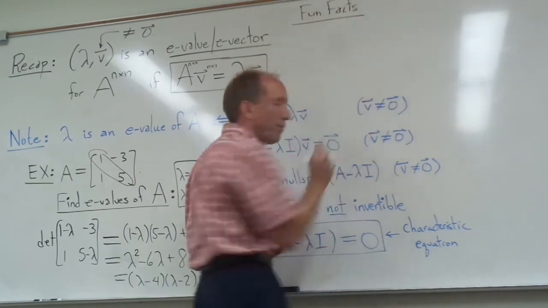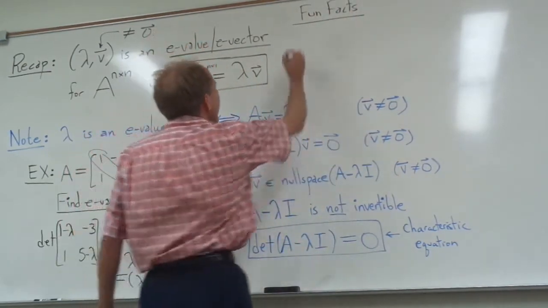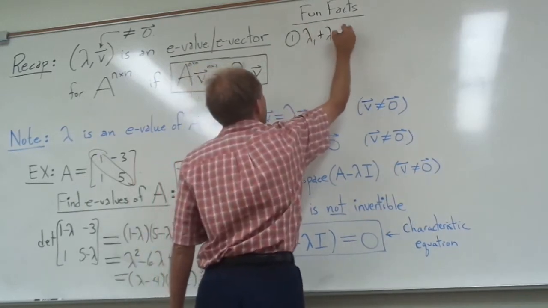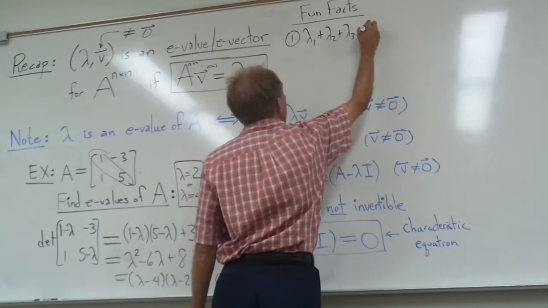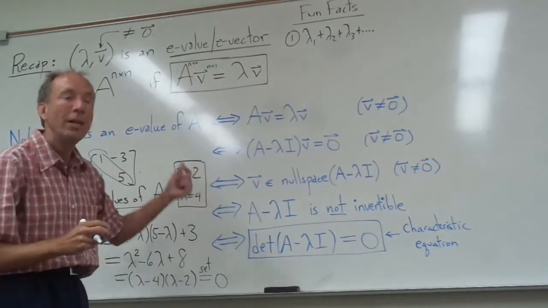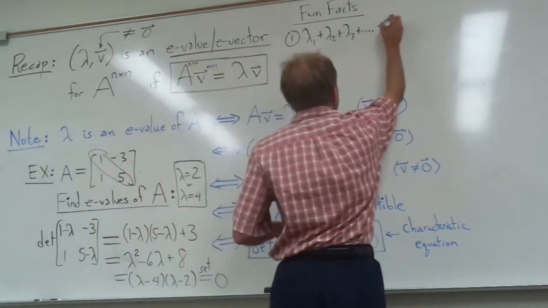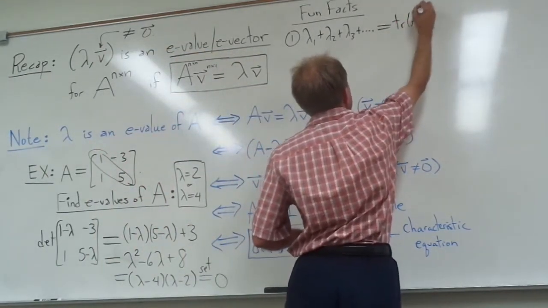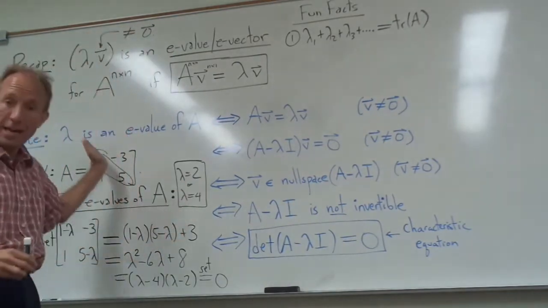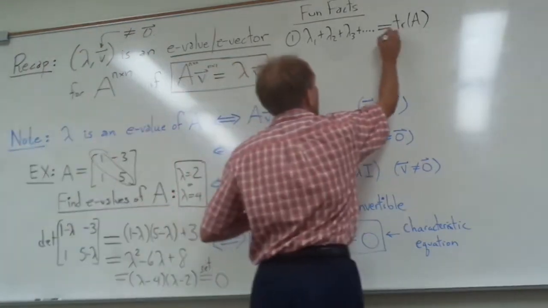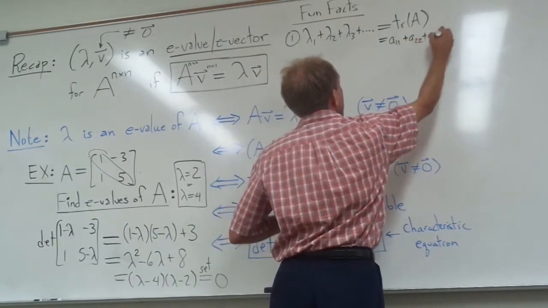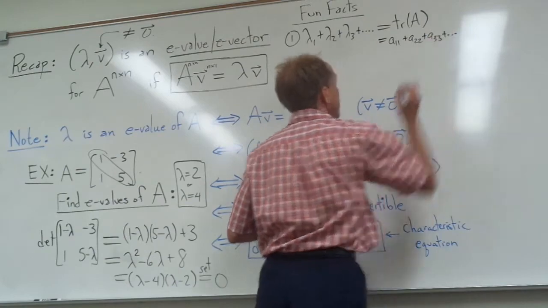Actually, I'm going to give you 2 fun facts. The first fun fact is that if you add up all of the lambdas, however many there are, in this case there were only 2 of them, but if you add them all up, you get what's called the trace of the matrix. The trace is just this sum of the main diagonal. In other words, it's A11 plus A22 plus A33, etc.